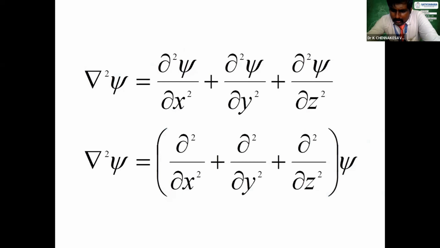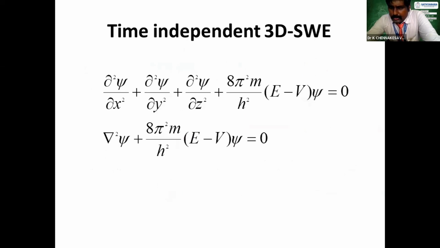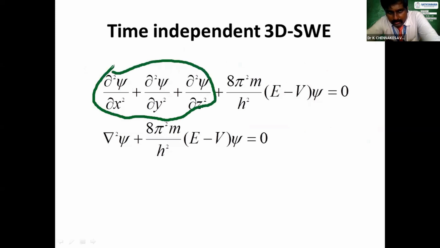See this now. If you simplify the time independent Schrodinger wave equation: delta square psi plus 8 pi square m by h square into E minus V into psi equal to 0. You see here, instead of this term we are writing delta square psi. This is an operator: dou square by dou x square plus dou square by dou y square plus dou square by dou z square.